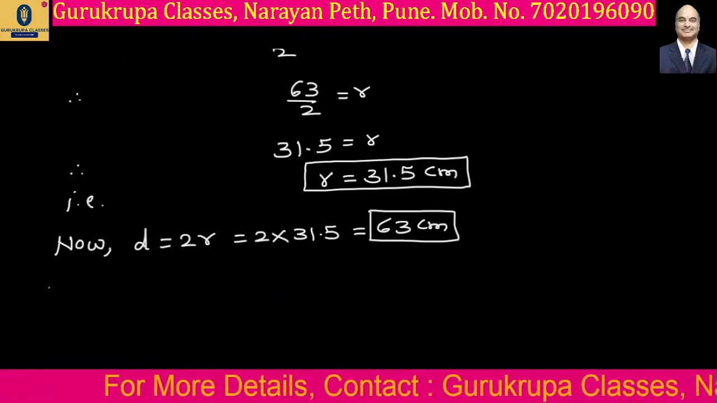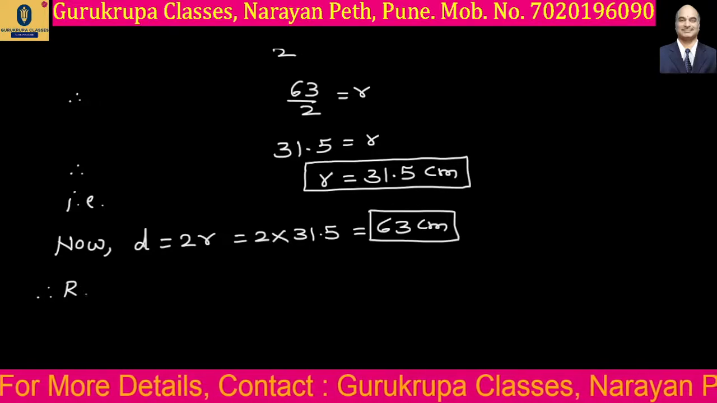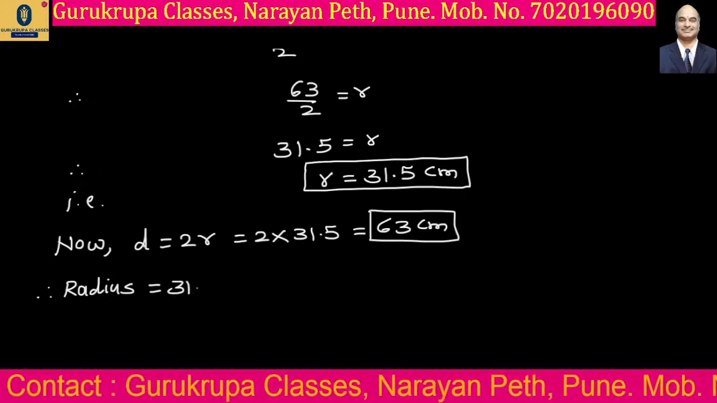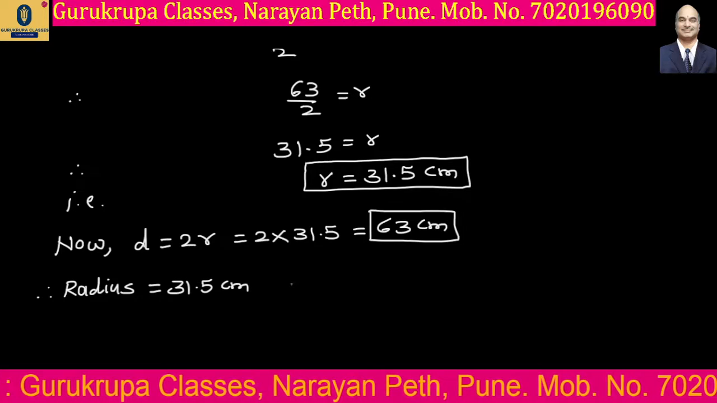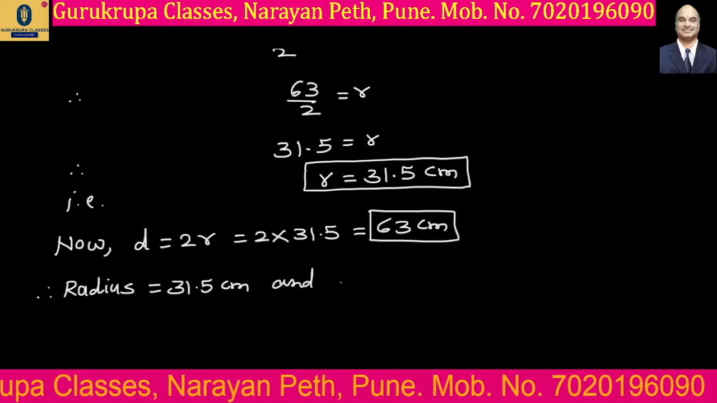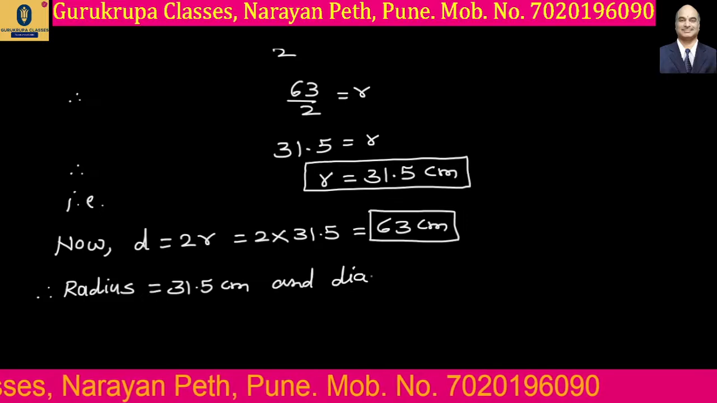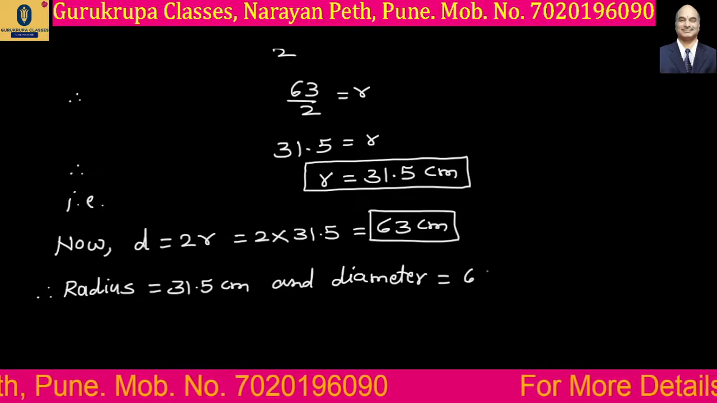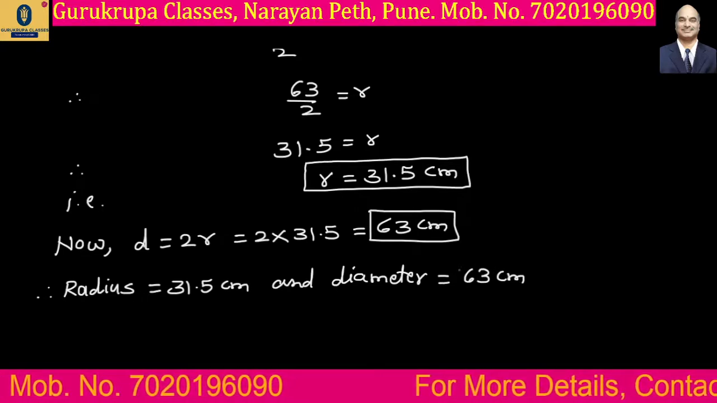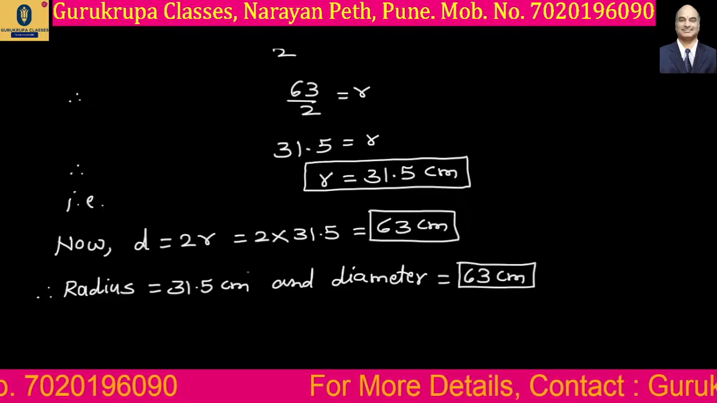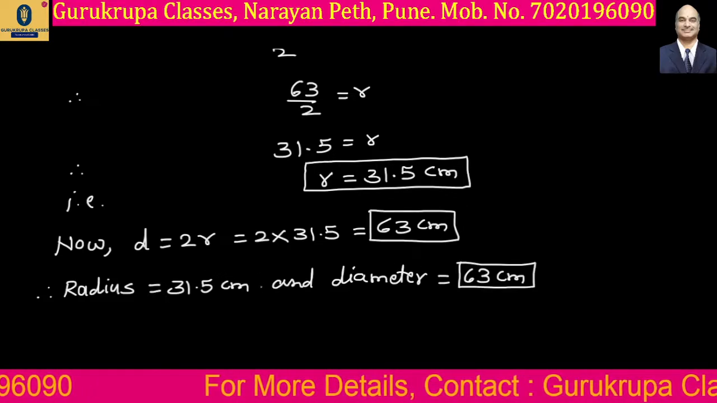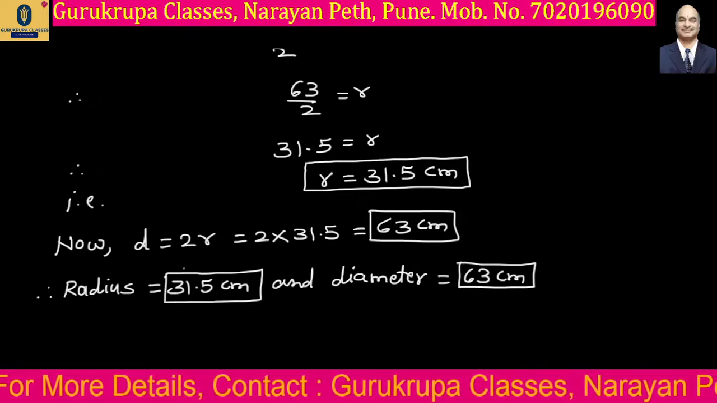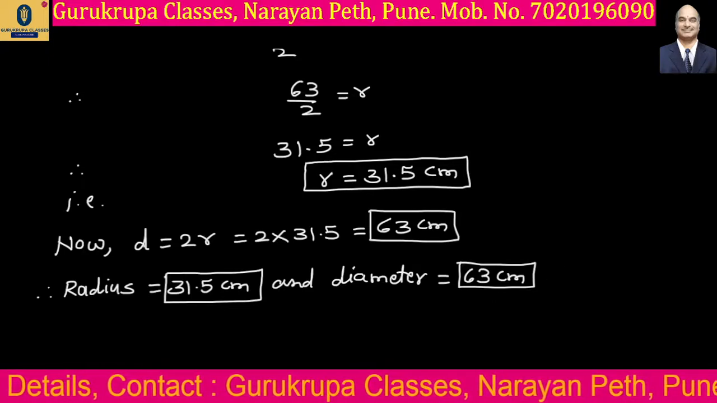Therefore, we can write down the answer. Therefore, the radius of the given circle is 31.5 centimeter and the diameter of the circle is equal to 63. Twice of the radius is diameter, so 63 centimeter. So these answers we have to write down at the last of the solution and box the answer so that it would be highlighted. Okay.